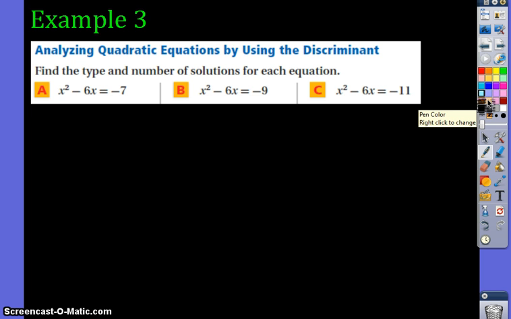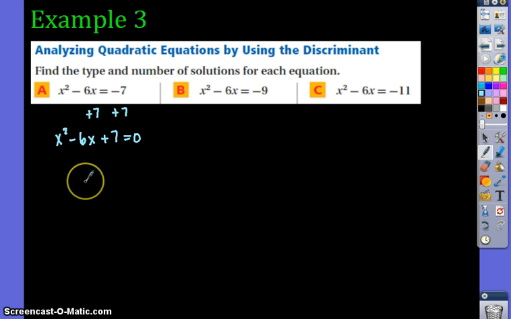And again, a word of warning, we need to rewrite these so that they are in standard form. So in this, our first step would be to add 7 to both sides. So now we have x squared minus 6x plus 7 equals 0. All right, now we want to look at the discriminant. And the discriminant is just what's under the radical. You'll remember that's b squared minus 4ac.